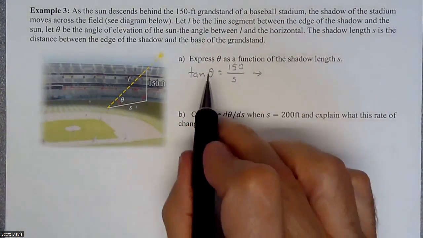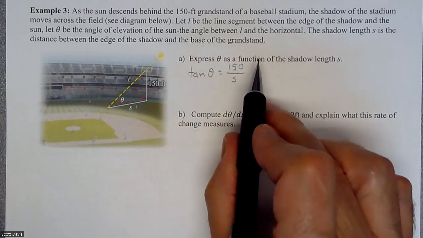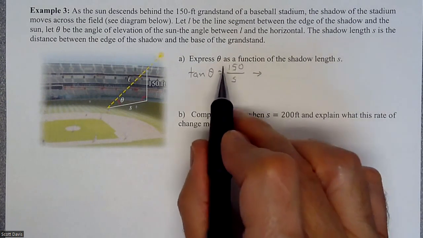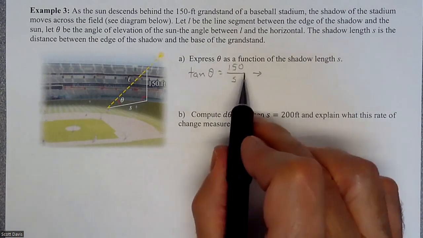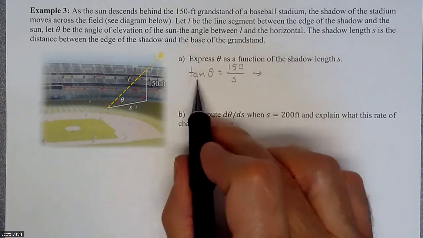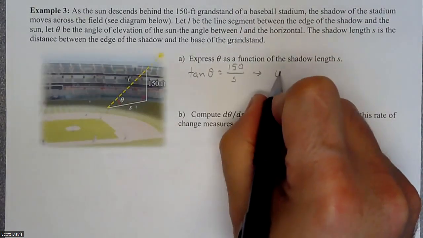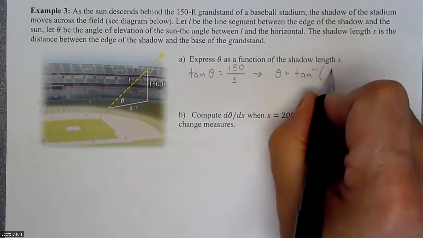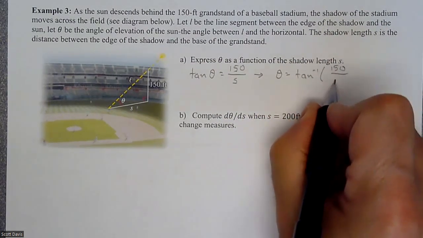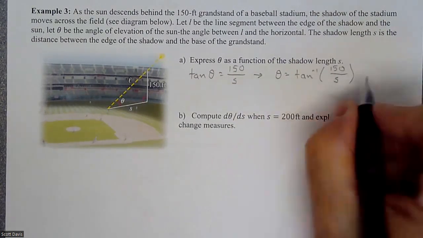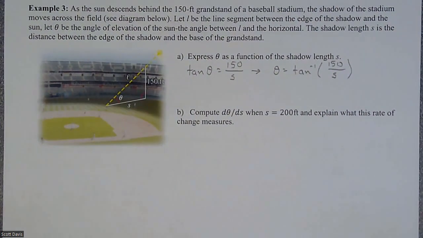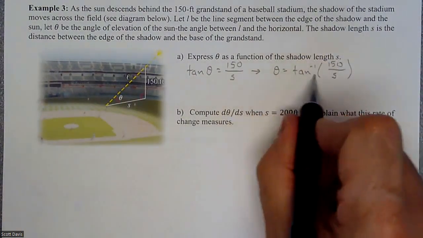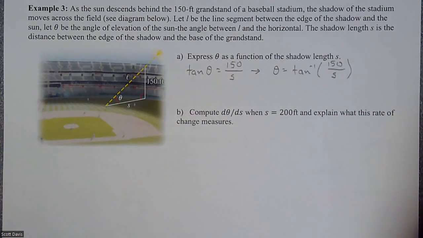All right, so when it says we want to express theta as a function of the shadow S, that means we want theta totally by itself. So our variable is S. We don't have theta totally by itself. So to do that, our theta is going to be an inverse tangent of the 150 divided by S. Try to make it not look like a 5. All right, so that is our equation in terms of S. So we've isolated the theta.